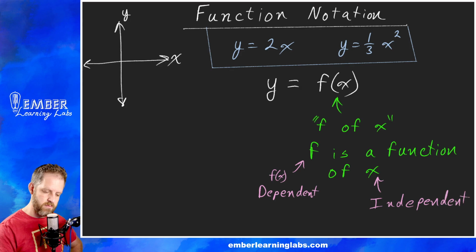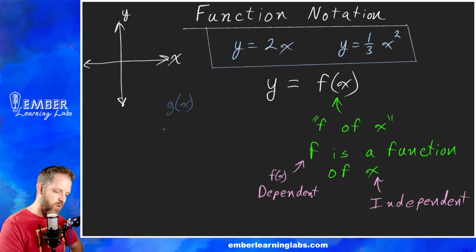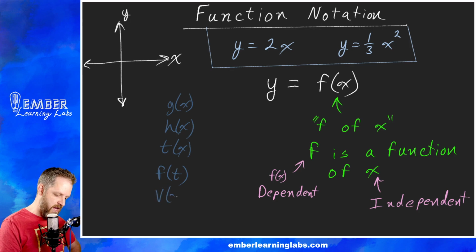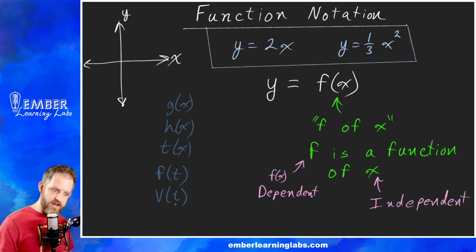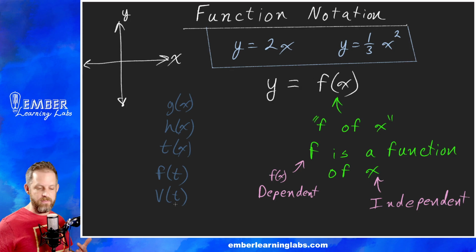Is the independent quantity. F is, and now I should note that it doesn't have to be f of x. It could be g of x or h of x or t of x or f of t or v of t. Like the variables can be different things and it still works. It's not specifically f of x. F of x is kind of the generic version, just like y and x are the generic variables that we use, or a and b or whatever.